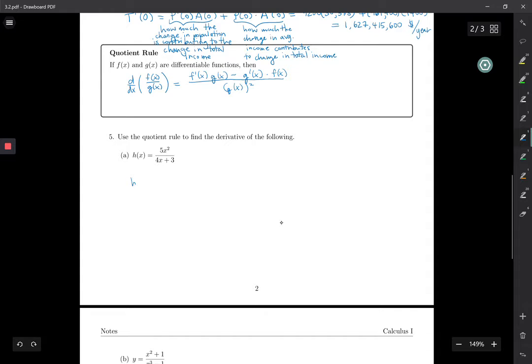So here we have h prime of x, and that is going to be, so see, it's pretty easy to see what f and g should be in this case because it's just the numerator and the denominator of the function. So starting with f prime, that would be the derivative of this, which we can use the power rule on. So we would get 5, because the constant out front, times 2x. And then we multiply this derivative by just the denominator. So 4x plus 3.